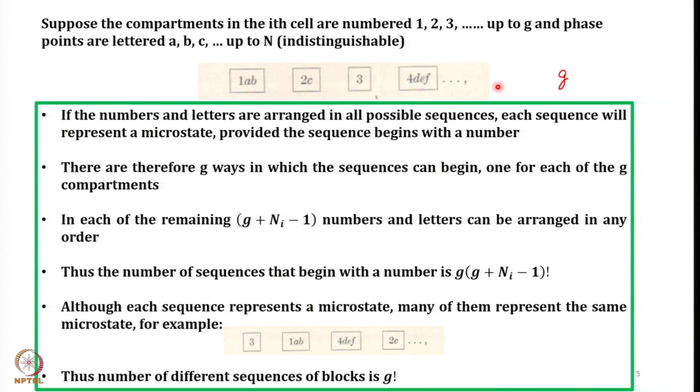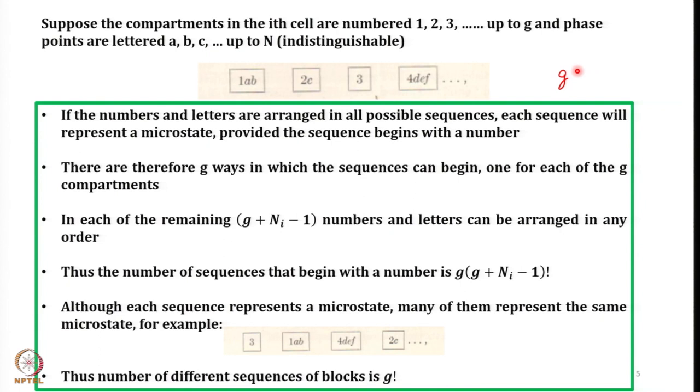So what we have here is numbers and letters. Right? We have numbers, we have letters. And if the numbers and letters are arranged in all possible sequences, then each sequence will represent a microstate, provided the sequence begins with a number. I repeat, if these numbers and letters are arranged in all possible sequences, then each sequence will represent a microstate, provided the sequence begins with a number. And we had these compartments up to g.